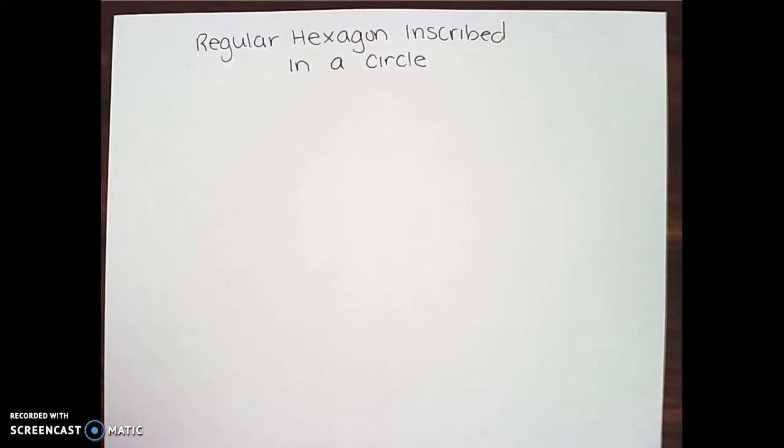This is the regular hexagon inscribed in a circle construction. Regular hexagon just means that the hexagon, first of all, is a six-sided figure. Regular means that it has 6 congruent sides and also 6 congruent angles.